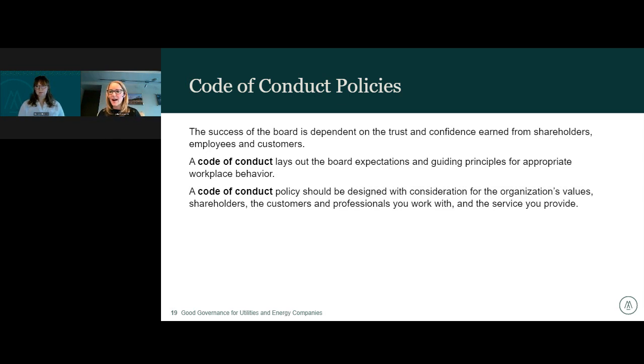I mean, really, it has to have the all-encompassing lens. How do you want people to conduct themselves as your employee, or as your management team, and as your board on a daily basis within the organization and to people outside of the organization?